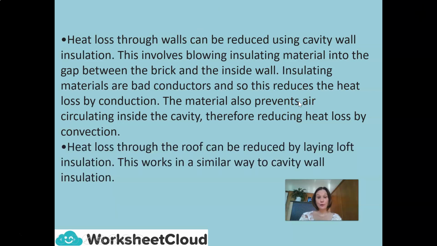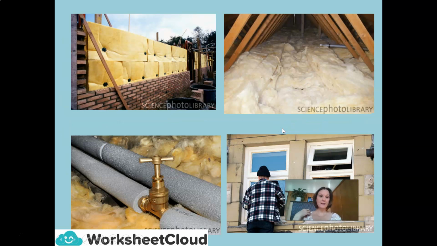Heat loss through the roof can be reduced by laying loft insulation. This works in a similar way to cavity wall insulation. And in South Africa, it's called Think Pink. So a lot of your parents use Think Pink in their ceilings. Here we have examples of how, when they're busy building, they put the insulation between the walls, up in the ceiling. It could be newspaper, it could be Think Pink.